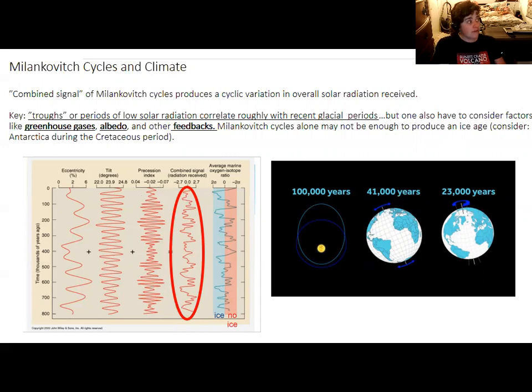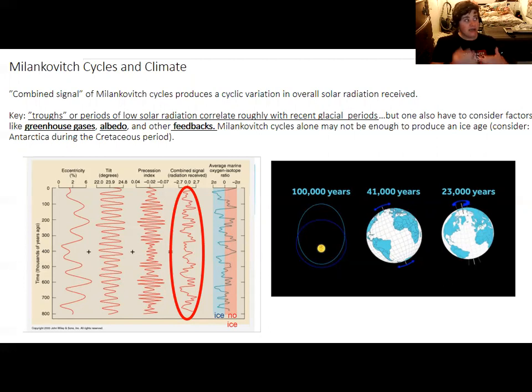Now, Milankovitch cycles alone do not cause an ice age. Milankovitch cycles have been operating on Earth for years, and Earth has not always had any ice at all. During the Cretaceous period, when Antarctica and Australia were close to the South Pole, there was no polar ice cap at all. And Milankovitch cycles went on during that period. So outside of Milankovitch cycles, plate tectonics, average global albedo, and greenhouse gases have to be considered as well.